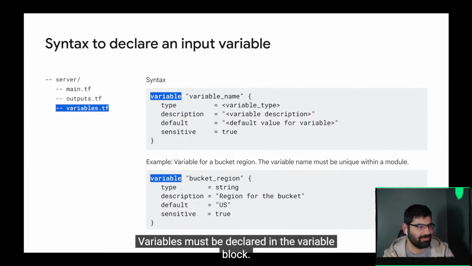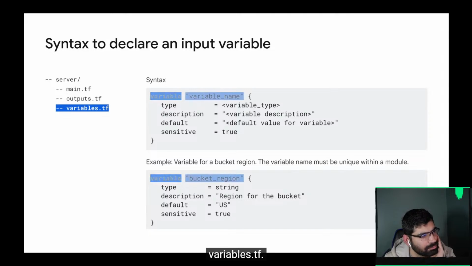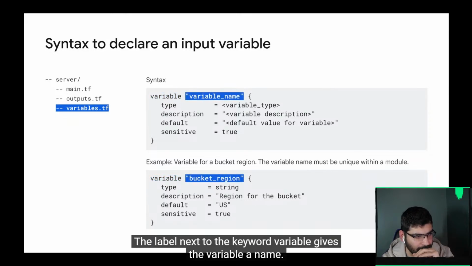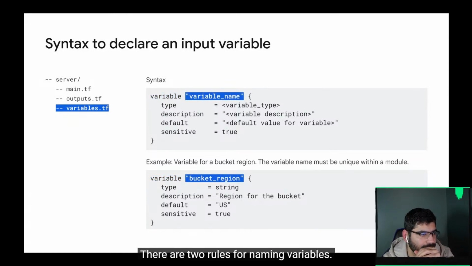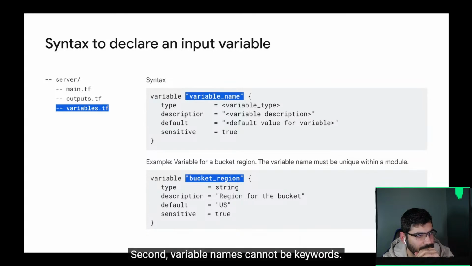Variables must be declared in the variable block. It's recommended that you save all variable declarations in a separate file named variables.tf. The label next to the keyword variable gives the variable a name. There are two rules for naming variables. First, the name of the variable must be unique within a module. Second, variable names cannot be keywords.